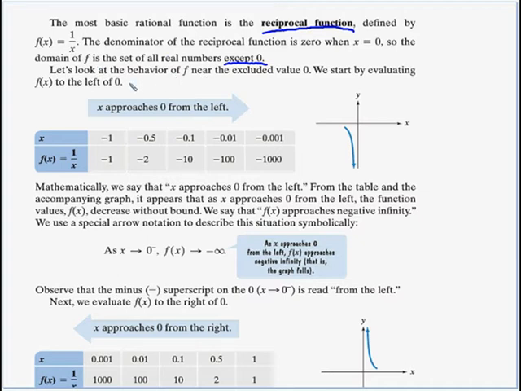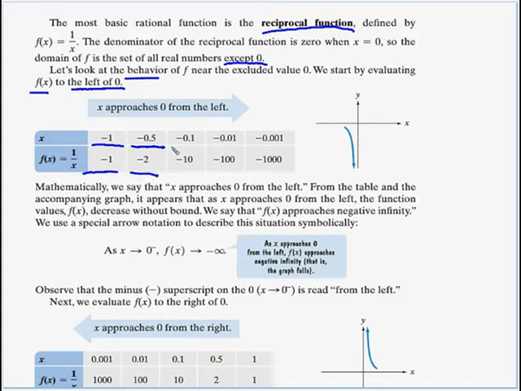Let's look at the behavior of the function near the excluded value of 0. We start by evaluating f of x at numbers to the left of 0, like negative 1. If I plug negative 1 in for x, I get 1 over negative 1, or negative 1. Or if I plug in a number a little closer to 0, negative a half, 1 divided by negative a half is negative 2.